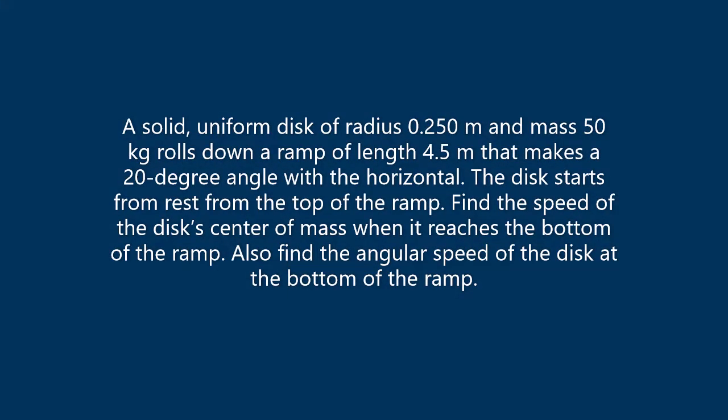A solid uniform disc of radius 0.250 meters and mass 50 kilograms rolls down a ramp of length 4.5 meters. It makes a 20-degree angle with the horizontal. The disc starts from rest from the top of the ramp. Find the speed of the disc center of mass when it reaches the bottom of the ramp. Also find the angular speed of the disc at the bottom of the ramp.